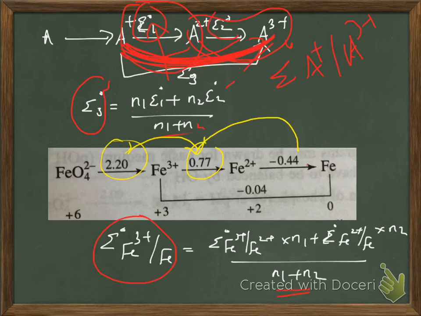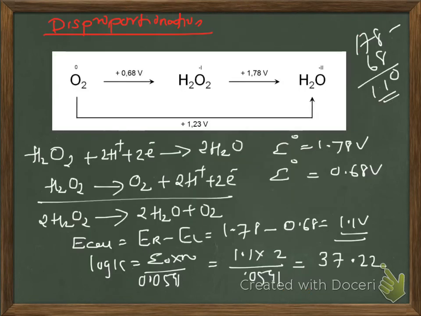But in some cases, potential on the right side is bigger than on the left side. Then definitely disproportionation happens. For example, you are provided with the Latimer diagram for oxygen.